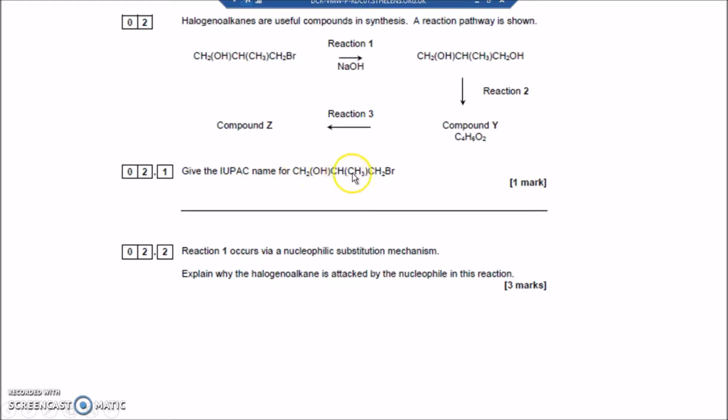CH2O, CH3, CH2Br. So I've got 1, 2, 3 carbons in a line, so I've got propane.